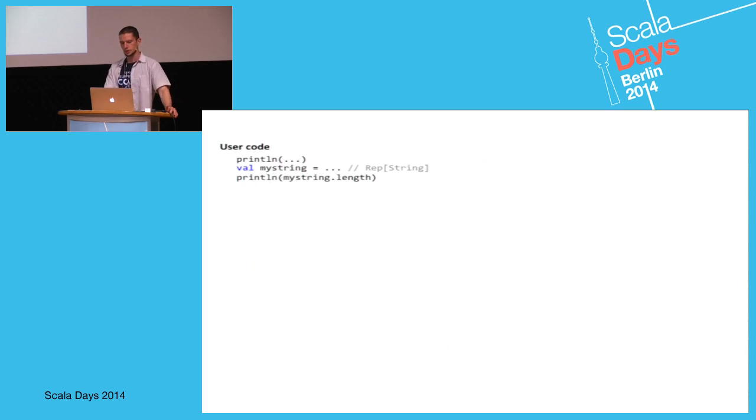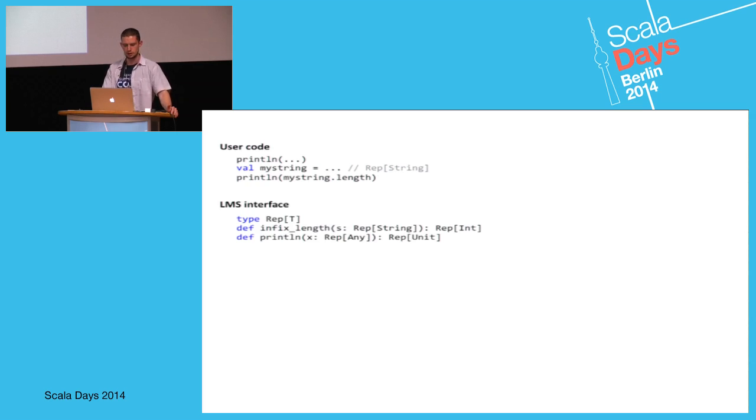So let's go through an example of how this works. Here's some code a programmer might have written. It's just these 3 lines. There's a println statement, then we have a value myString, which is computed by some expression that produces a Rep[String]. And then we're going to print the length of this variable myString.